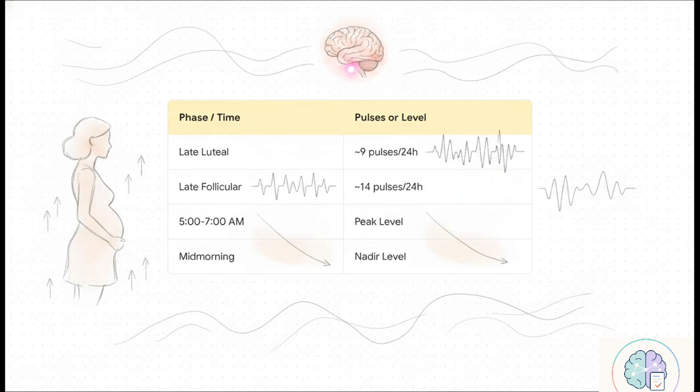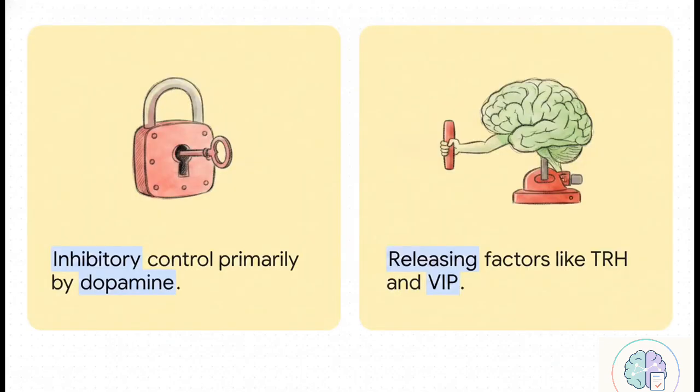It peaks right before you wake up, usually between 5 and 7 a.m., hits a mid-morning nadir, and naturally maintains its highest baseline levels in females and throughout pregnancy. But how on earth does the brain manage that crazy rhythm?